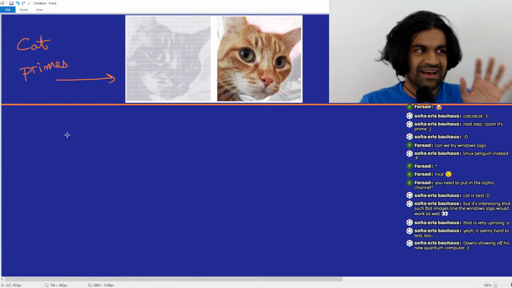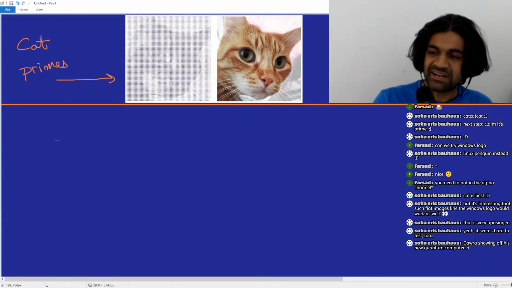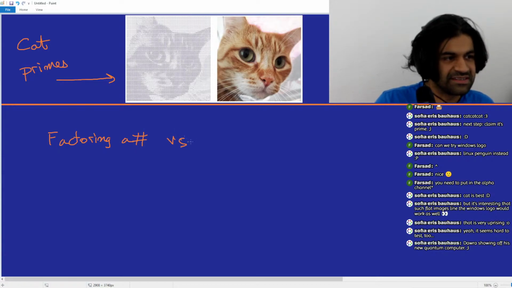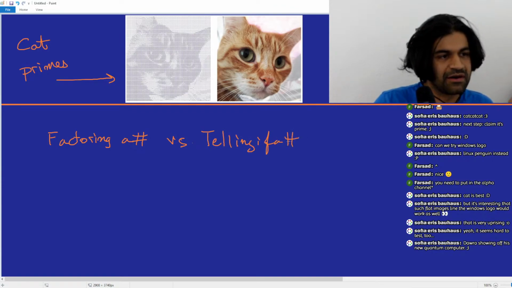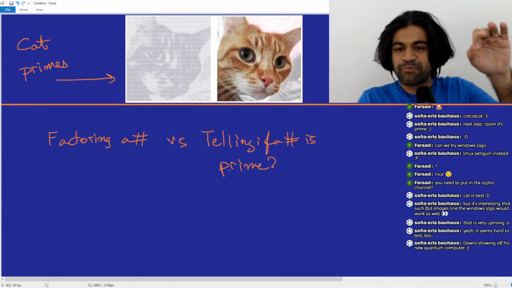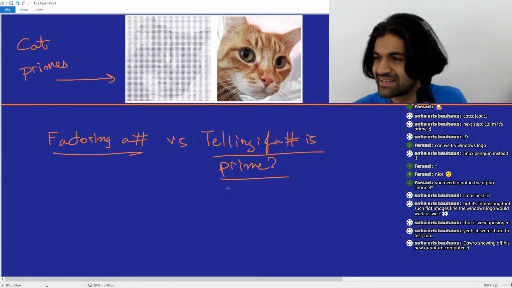But I do want to make a quick distinction for you guys. The distinction is factoring a number versus telling if a number is prime. Factoring a number versus telling if a number is prime. I want to point out to you that these are two kind of different questions.